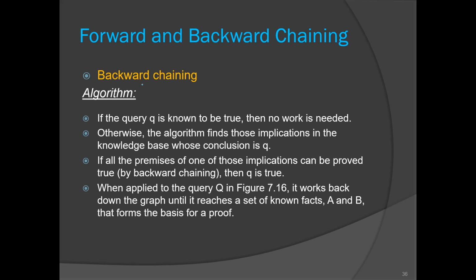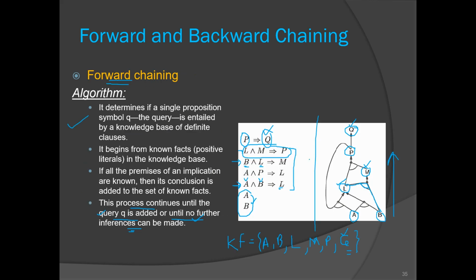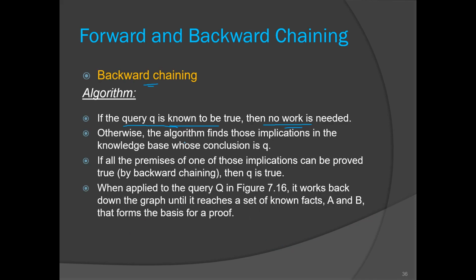Now let us talk about backward chaining. This is the reverse process. Let us see how this works. If Q is known to be true, then no work is needed. Consider the same example. I want to prove Q, but Q is unknown, right? So the first part is false. Q is known to be true, this is false, move forward.